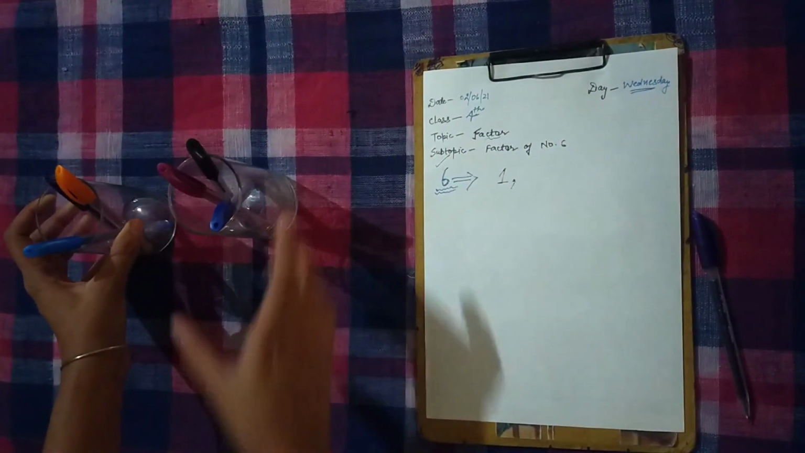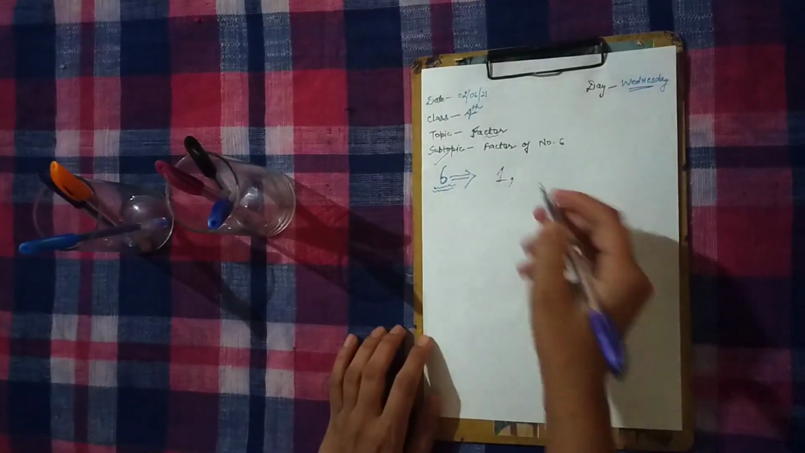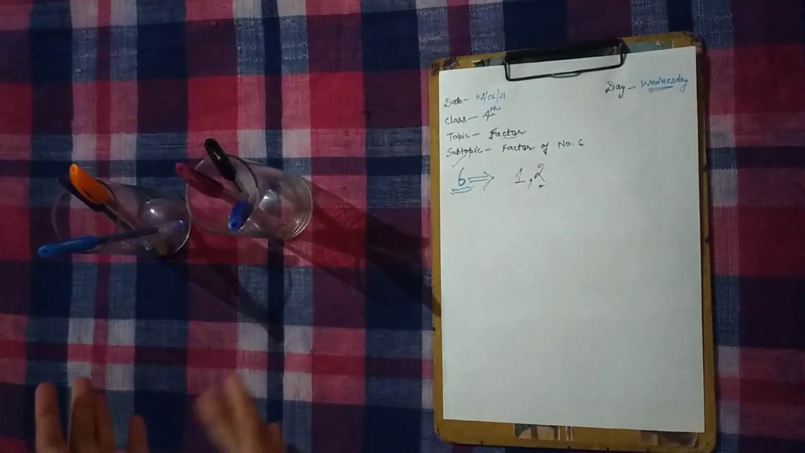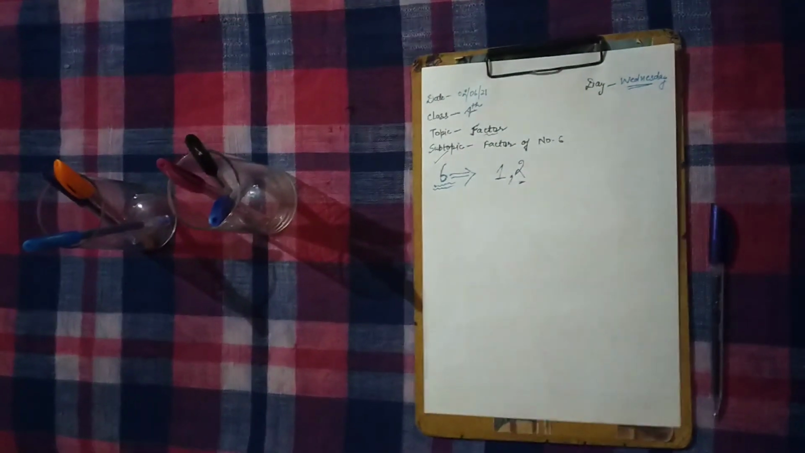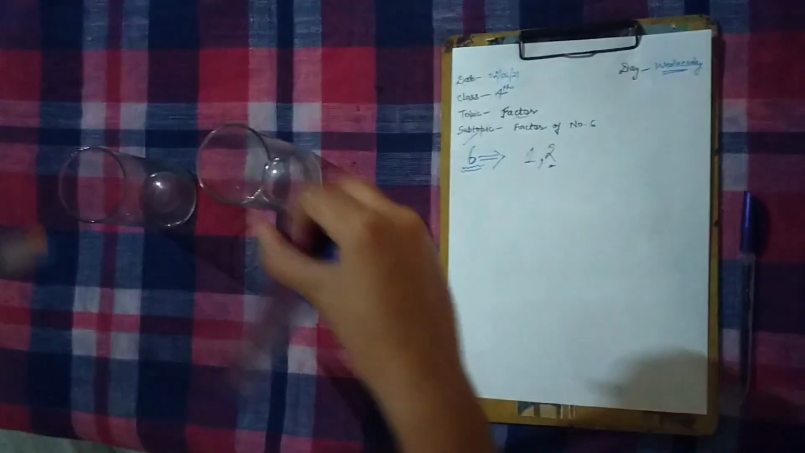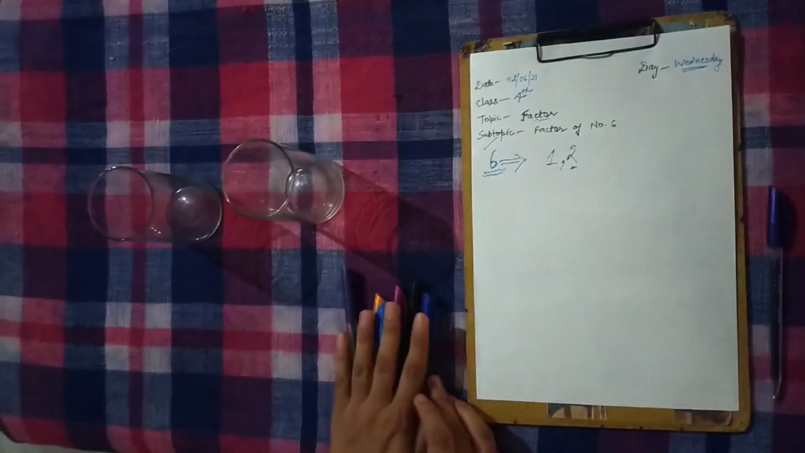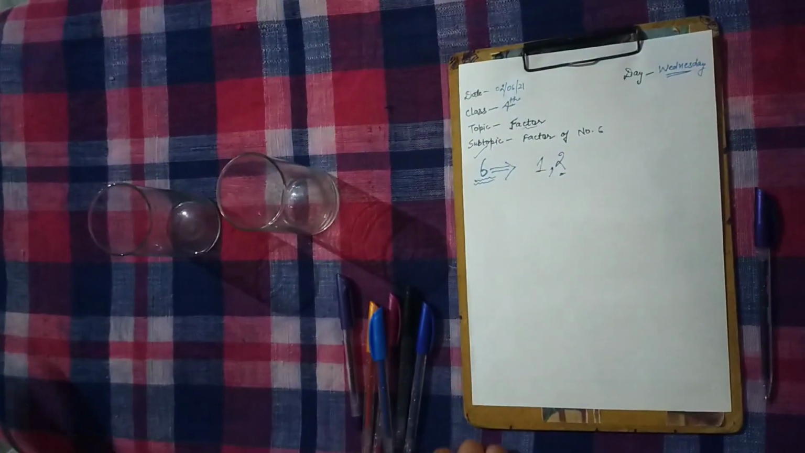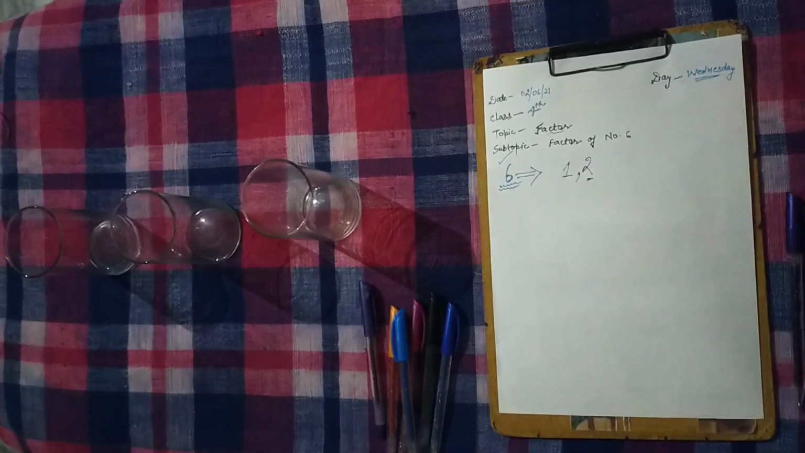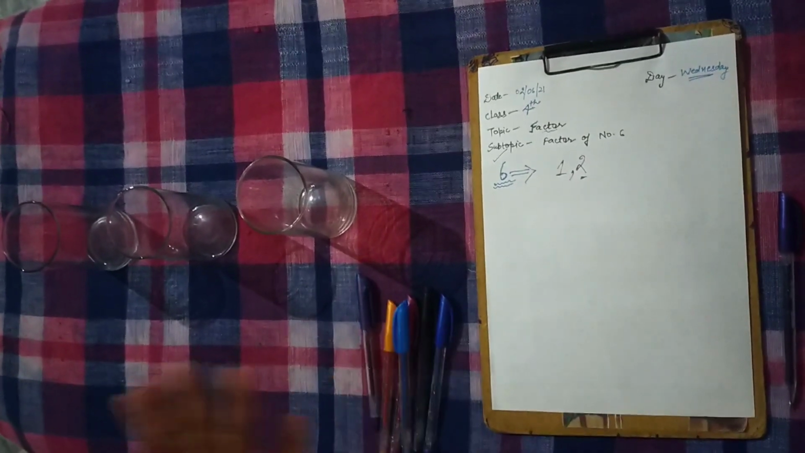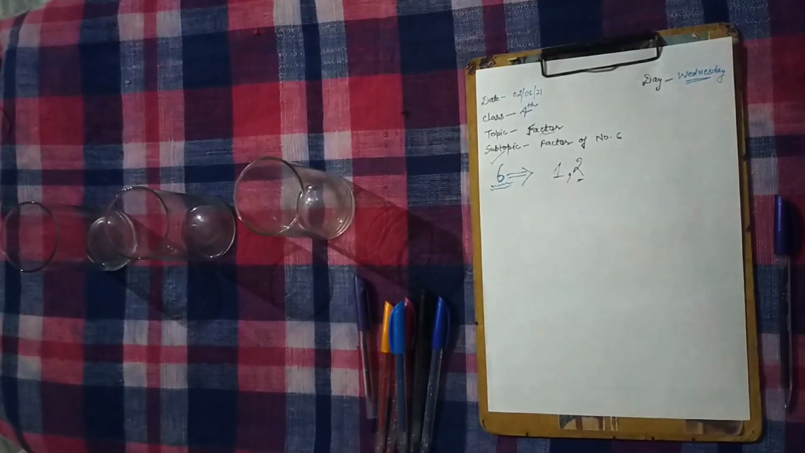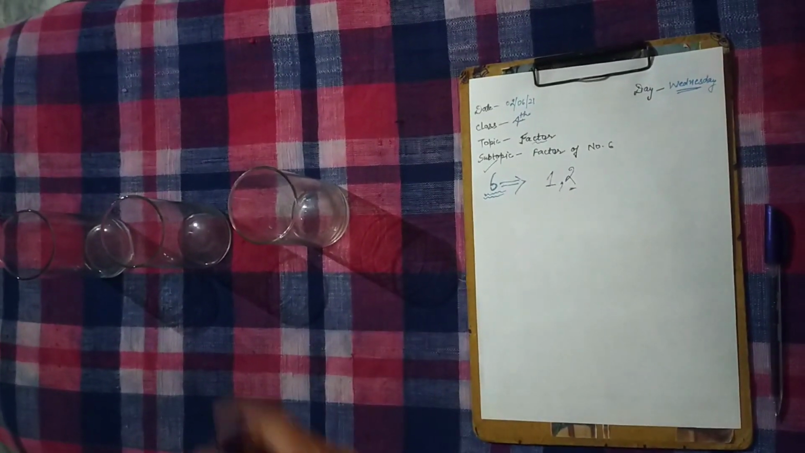So 2 is a factor of 6, because we have divided all the pens into 2 glasses. Now, dear students, firstly we took 2 glasses. Now we will take 3 glasses. We have to divide all these 6 pens into these 3 glasses, but we have to divide equally.